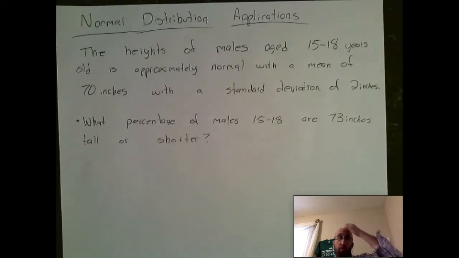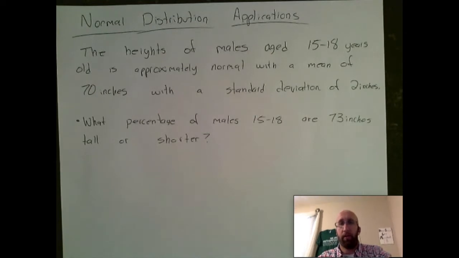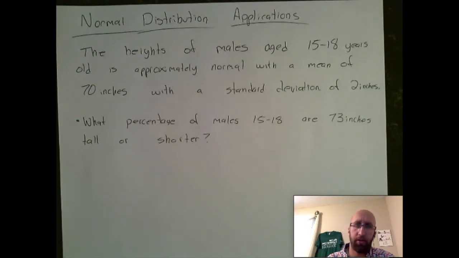I want to talk about some normal distribution applications. So I've talked about what standard deviations are. I've talked about how to get a z-score. So now I'm going to look at a little bit of what can we do with z-scores? What else can be done? So two normal distribution applications here dealing with obviously z-scores.